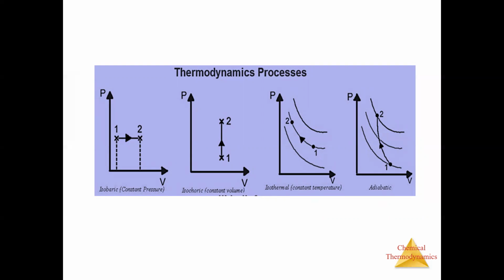Bar is the unit to measure pressure, so isobaric means at constant pressure. Choric relates to measuring volume, so it is isochoric. Thermal talks about the temperature, so constant temperature gives isothermal, and last is the adiabatic process.